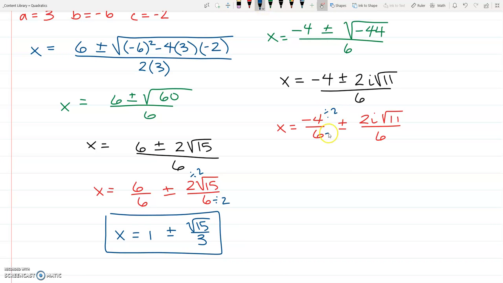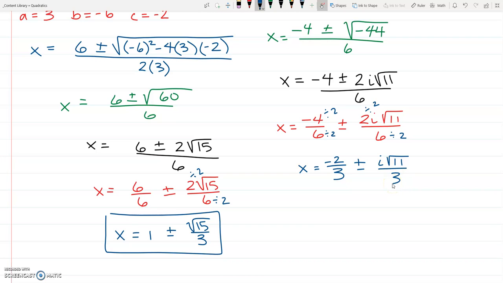This one, they can reduce by 2. So I got x equals negative 2/3 plus or minus. Here, stuff outside the house can't mess with stuff inside the house. But I've got a 2 and a 6 that are both outside. So I can go like this: 2 over 6 reduces to 1 over 3, and 1 times i is just i square root of 11, and then on the bottom, I get 3.